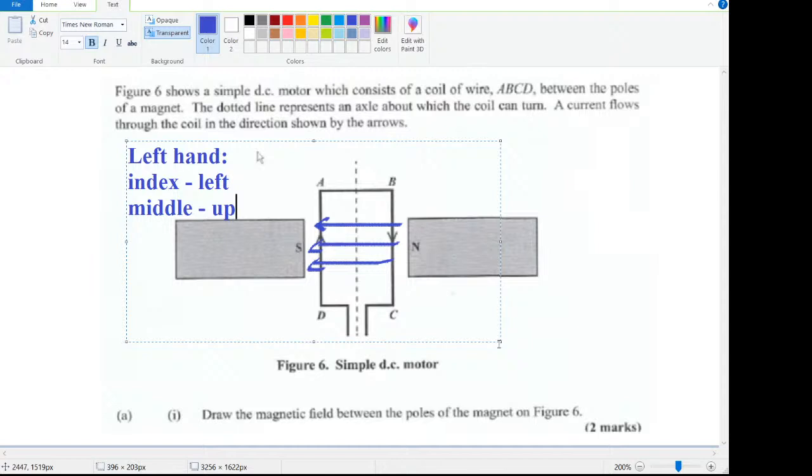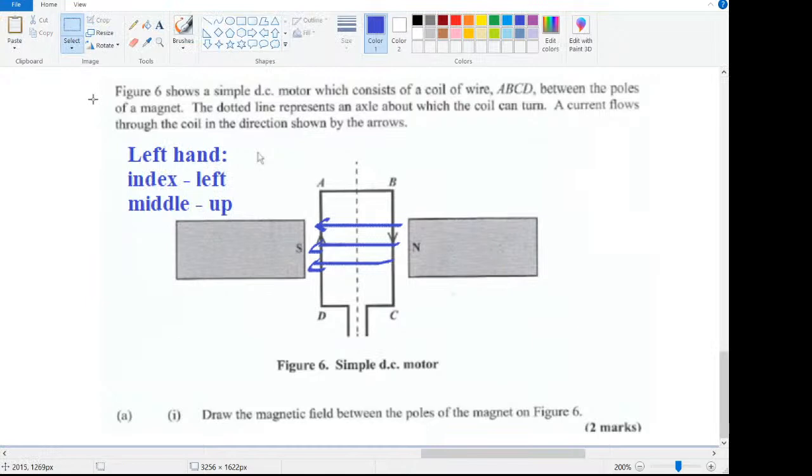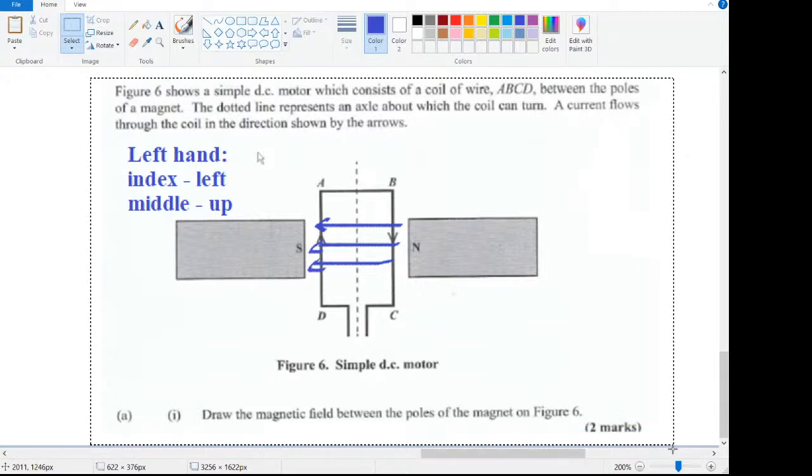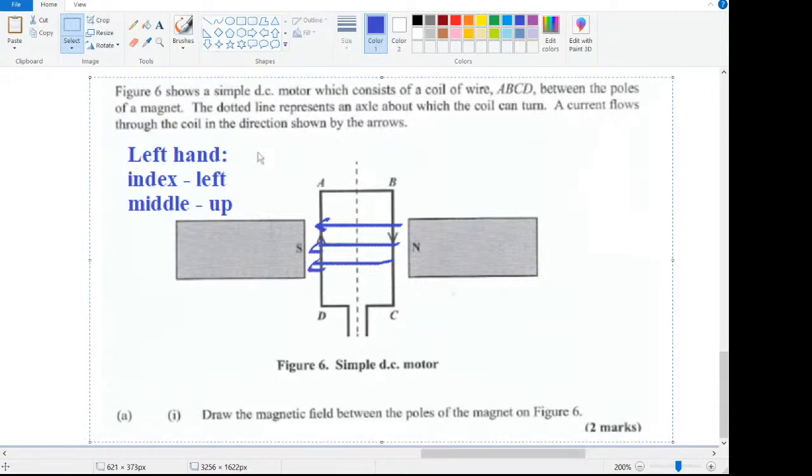So how is that moving there? How are you watching this? Is it going up, or going away from you? Either way, if your middle finger is going into the screen, your thumb will be pointing up, or your thumb will be pointing towards you, out of the screen. So I think either answer would work, because it really depends on how you're watching this.